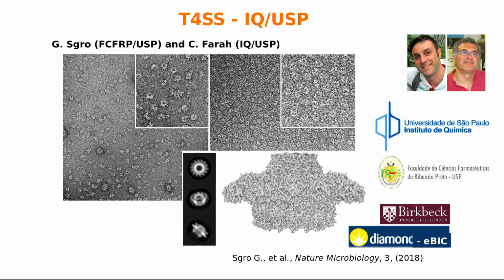Another project, at an early stage, I think we started in 2015 or 2016, was with Chuck Farah and Germain Sgro, who are here in the audience. They work with the type 4 secretion system that was already mentioned today, but this was the core complex. Here the core complex is in negative staining, where we were able to produce some samples, and that took a long time because Germain had to make, I remember, at least five different constructions to get it stable. It was really hard to have the ring well mounted, but then we managed.